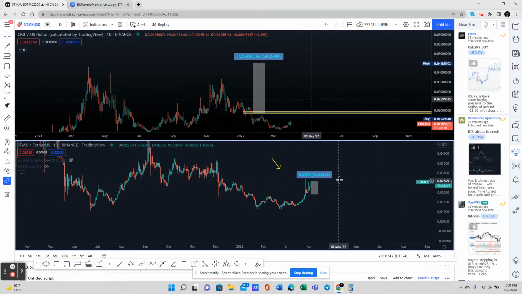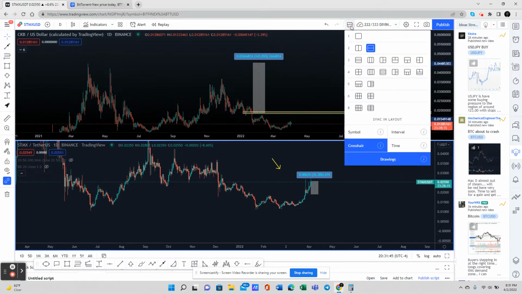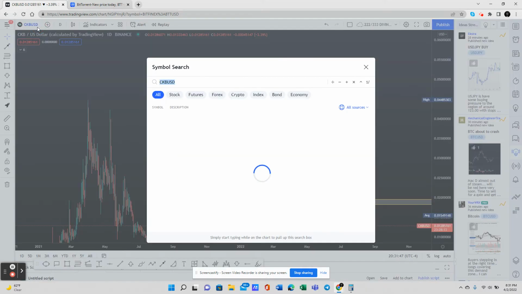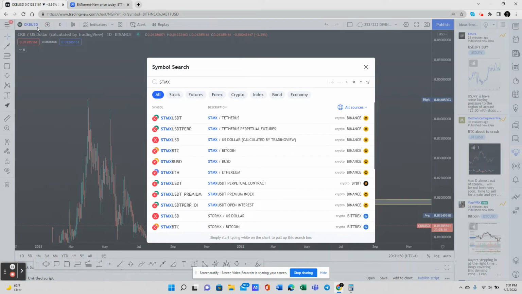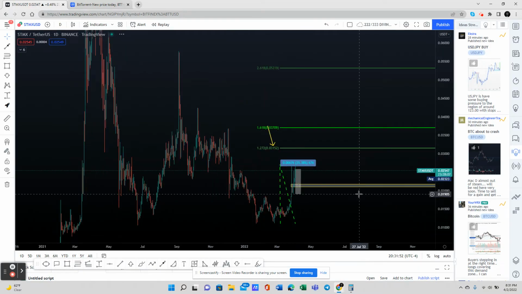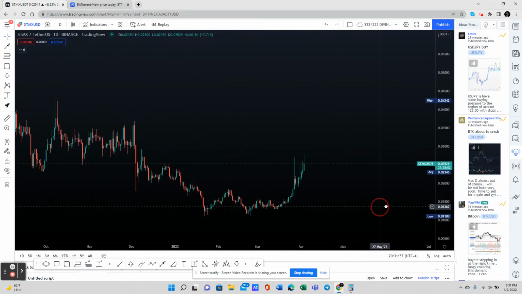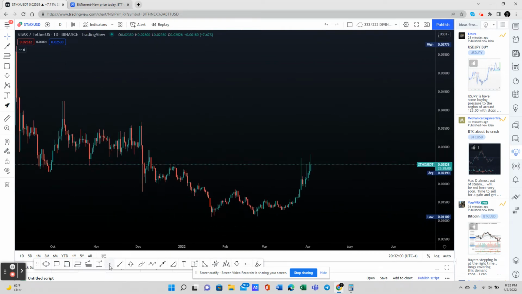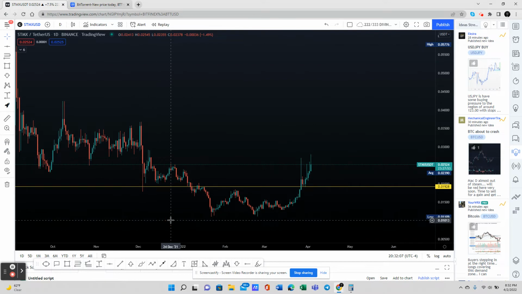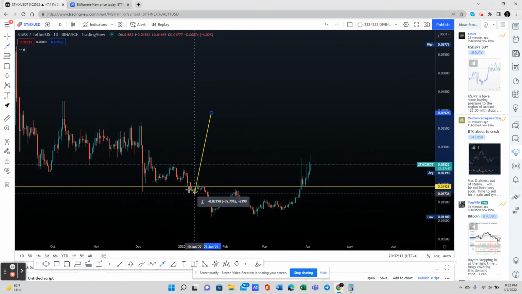Okay, so matter of fact, let's go ahead and look at just Stormx so I can show you what it actually did. And when you see it, you're like, oh, okay, that makes sense. All right, so check this out. Price broke below here. This was an area of support. It broke, pierced back.